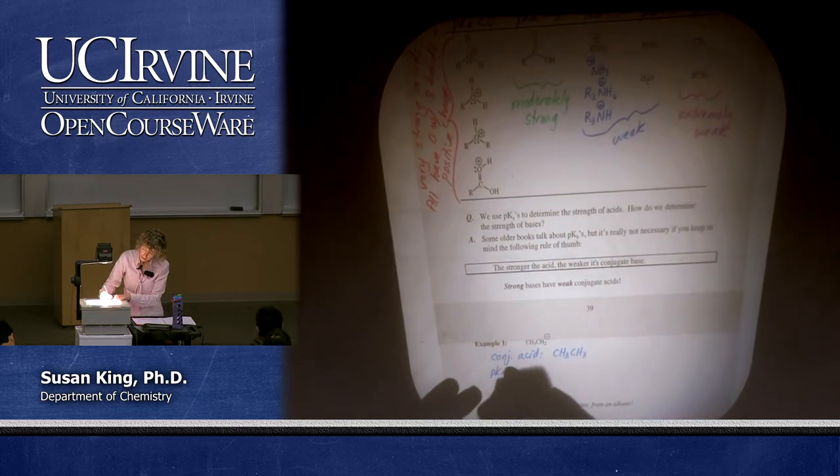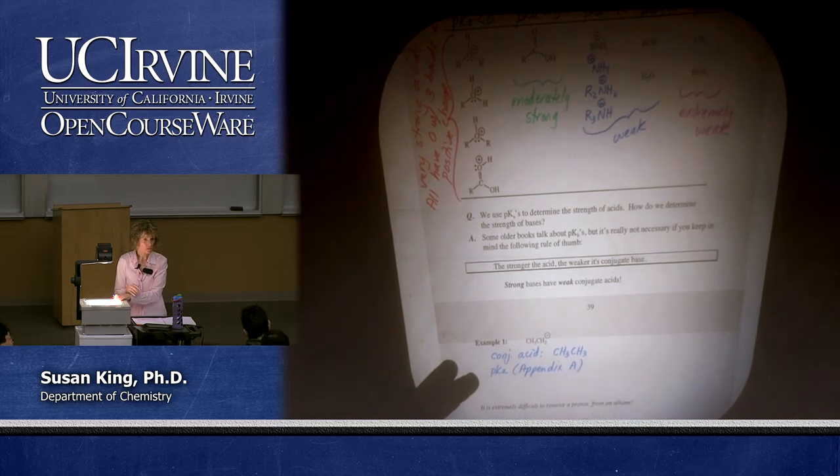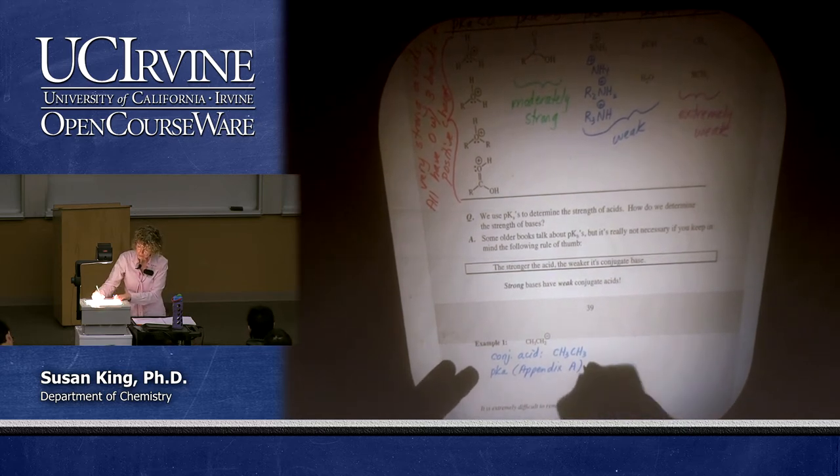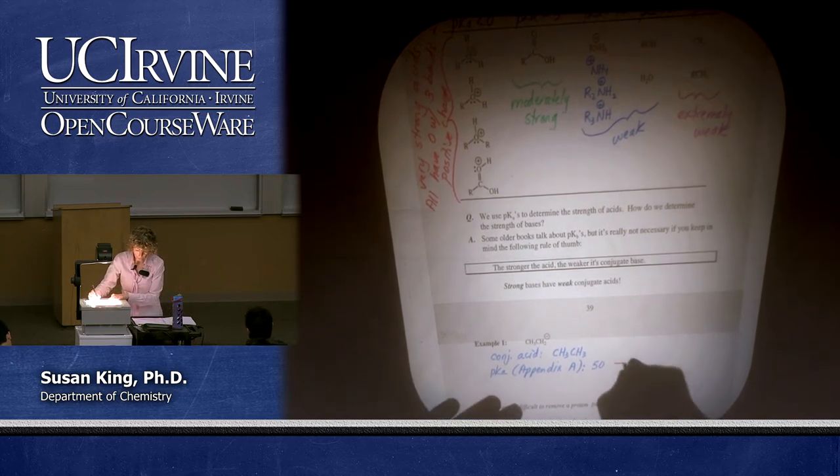So pKa, you can look in Appendix A in your book, you can look on the handout I'm going to give you on Wednesday, or again, that's one of the ones that we're going to learn rounded to the nearest 5. And that's going to be 50. And on the chart that I'm going to give you on Wednesday, this is the weakest acid on the chart.